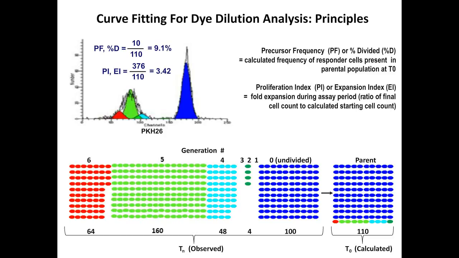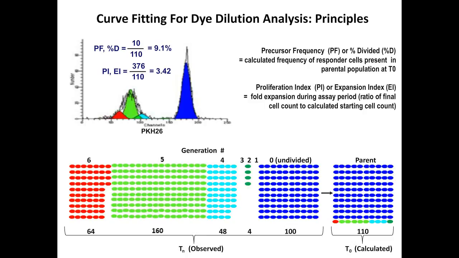jelly bean plot that we have in the lower right-hand corner, where there are 110 events, and of those, we basically have 10 events that went on to proliferate, and that would be a precursor frequency of 9.1%. That's the equation in the upper left. So that's an advantage to know that, because that's essentially the number of events that were responsive to a particular antigen, and that's important if we were to do like a vaccine study.